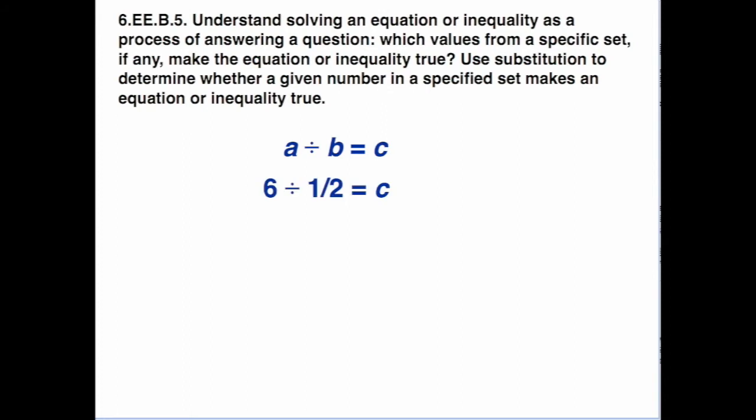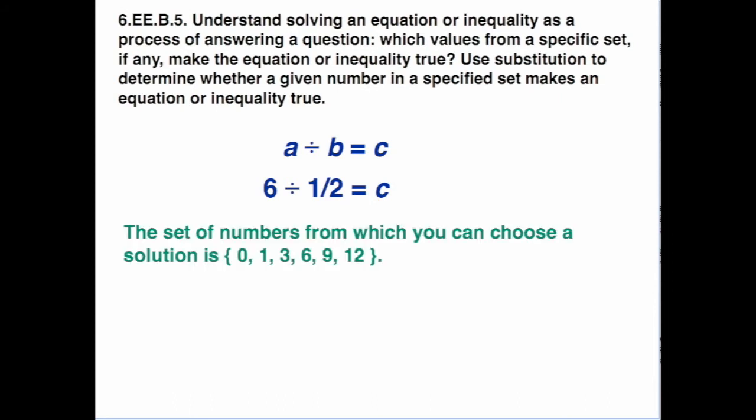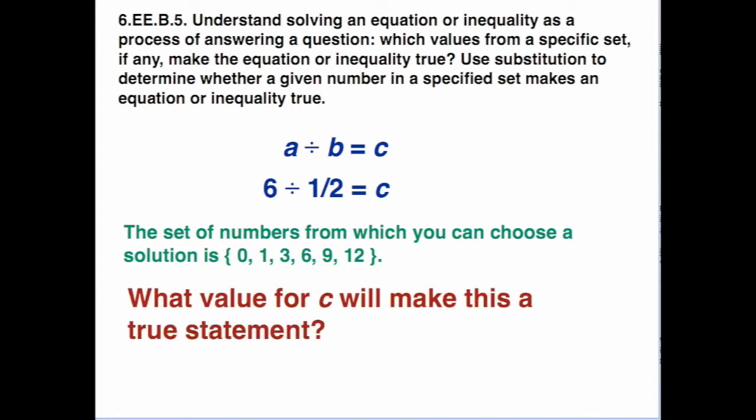Let's try a division example. And let's make this problem 6 divided by 1/2 is equal to c. The numbers that we have to choose from are just these few here: 0, 1, 3, 6, 9, and 12. And of course the question would be, what value for c will make this a true statement? Well, some students will just jump in and figure it's got to be a 3. But wait a minute, that's not correct. I thought 6 divided by 2 was 3, so that can't be the right solution. Now we use substitution and we come up with the correct choice. That is a 12. It was part of our given set for our solutions, and 12 did work. So that is the correct one.